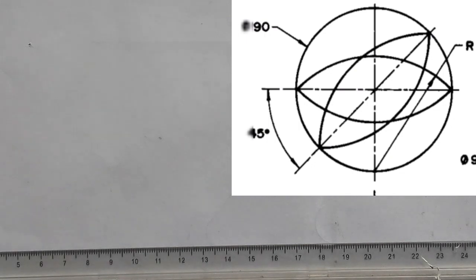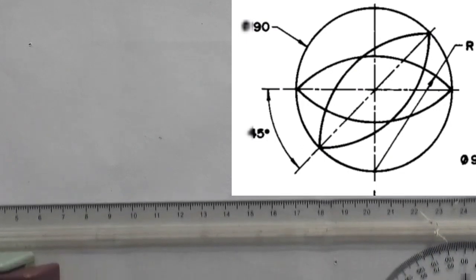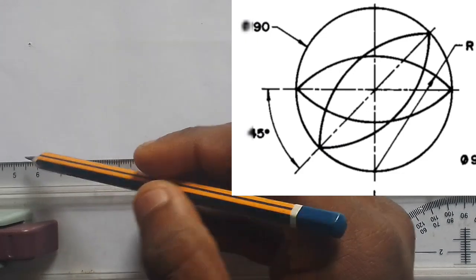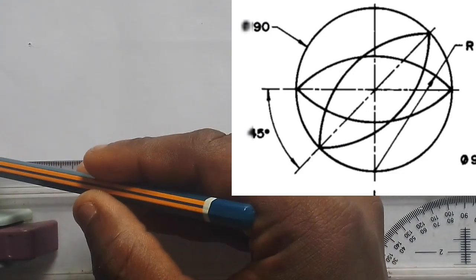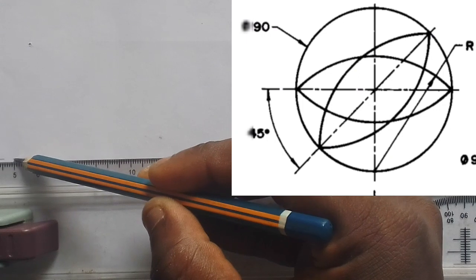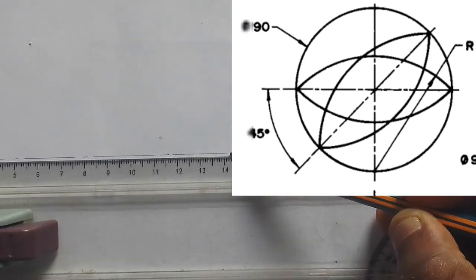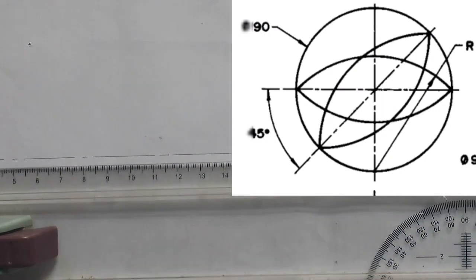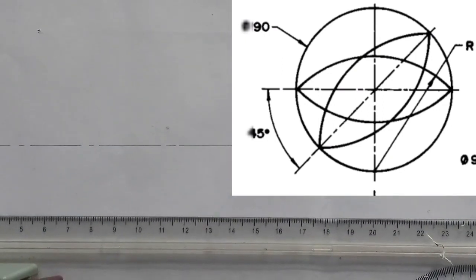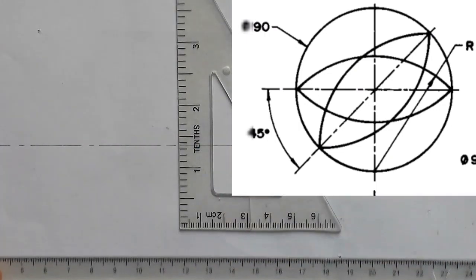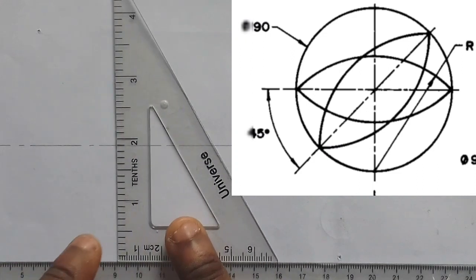Now my first task is to draw a vertical line, let's say at this point. Long one, short one, long one, short one, long one, short one, long one, short one. Right? This is my center line. So draw a vertical line upward, simply to get its center point, right?